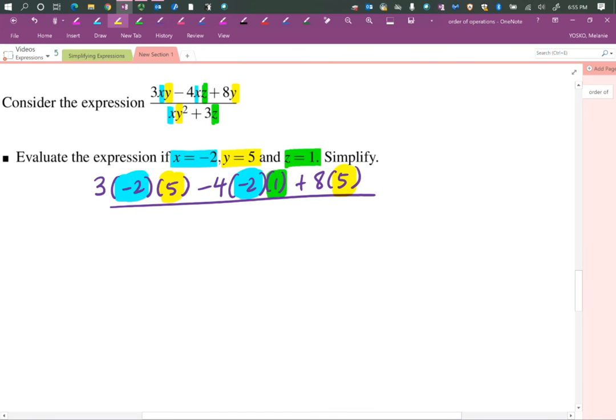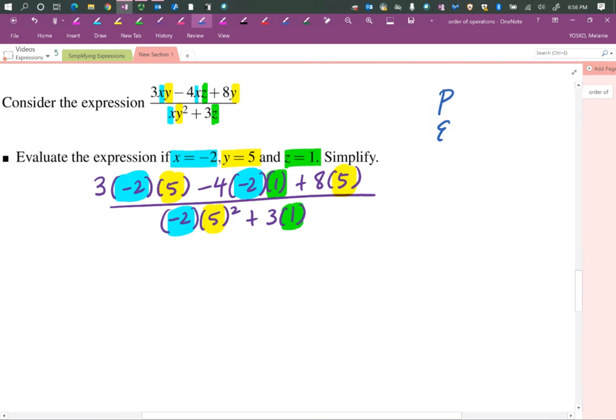And then we divide the whole thing by xy squared, so x was -2, y is 5, and then plus 3 times z, z was 1. Okay, so let's just check it again. 3xy, so x times y, and then minus 4xz, so x and z, just plugging in those numbers instead, plus 8y, 8 times y. And then x times y squared. Notice the x is -2, the y is 5. Then we're squaring the 5, okay? Plus 3 times z.